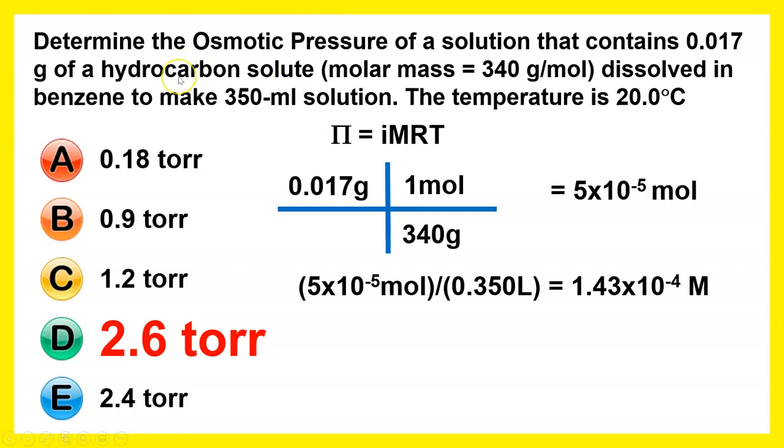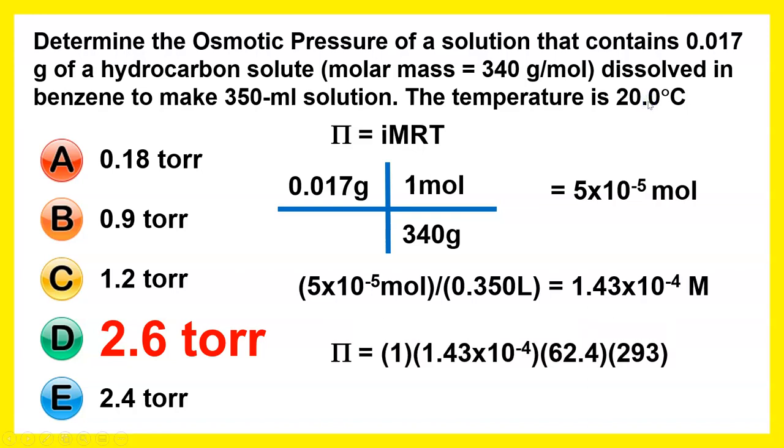My hydrocarbon is not going to break into ions, right? So my van't Hoff factor is a 1. I have my molarity. It wants it in torr, so R is going to be 62.4, and I'm going to convert my Celsius into Kelvin.